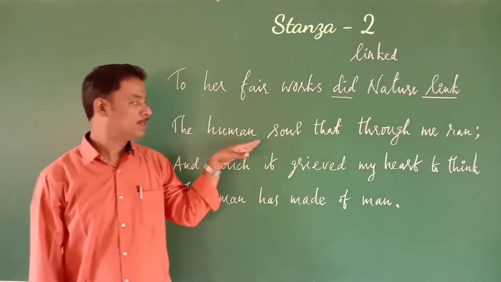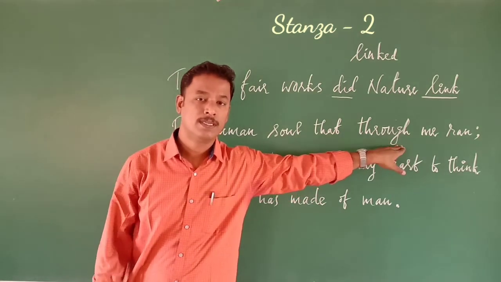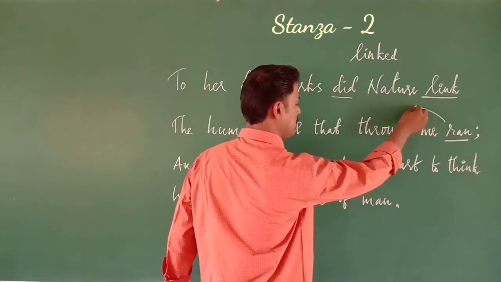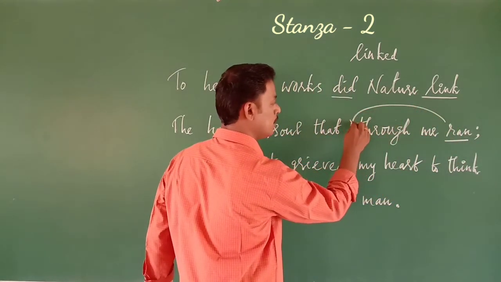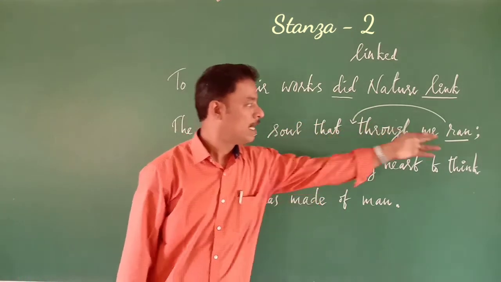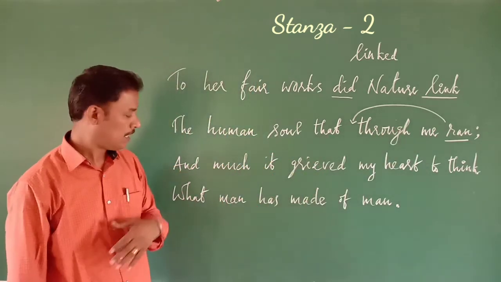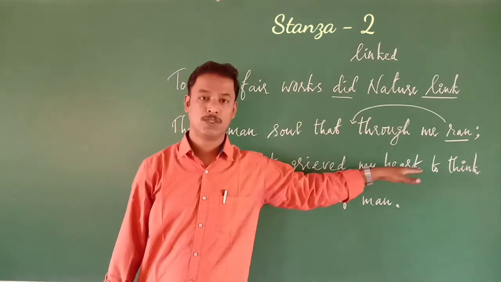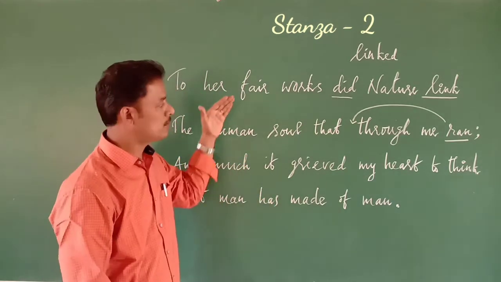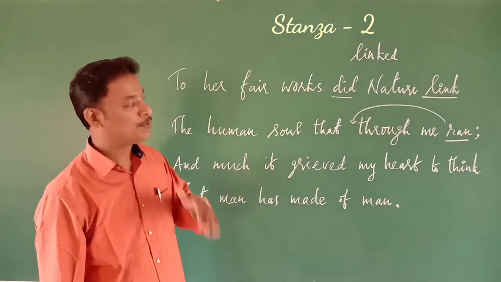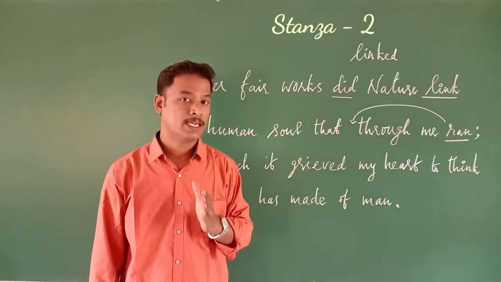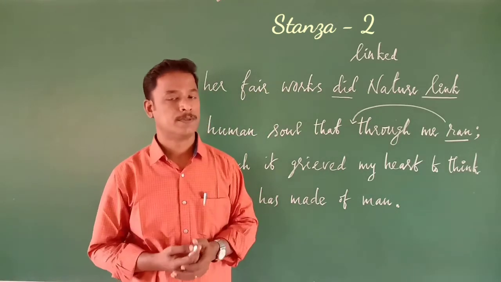Next line. The human soul that through me ran. Now bring the verb ran and place it between that and through. Now read it. The human soul that ran through me, and much it grieved my heart to think what man has made of man. In the first two lines, the poet appreciates nature for her godlike abilities of linking a human soul to herself.